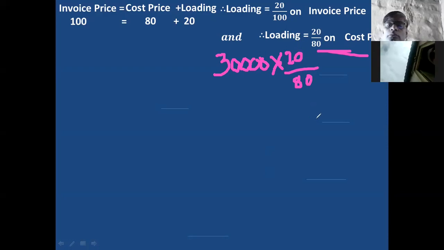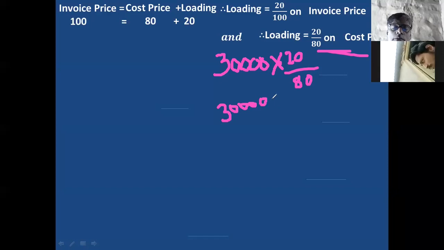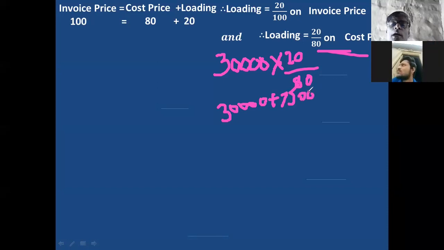Tell me anyone. 7,500. 7,500 you add: 30,000 plus 7,500. What is the total? 37,500. 37,500 you record in the branch account as closing balance.